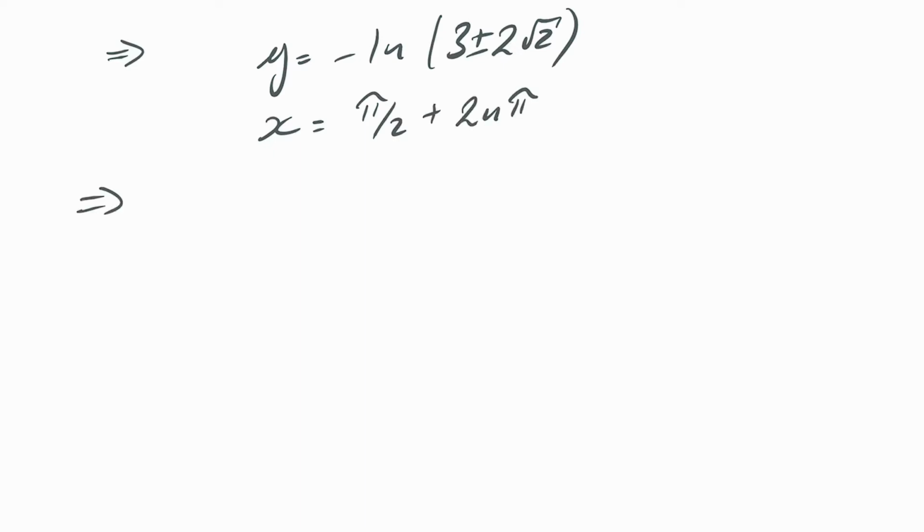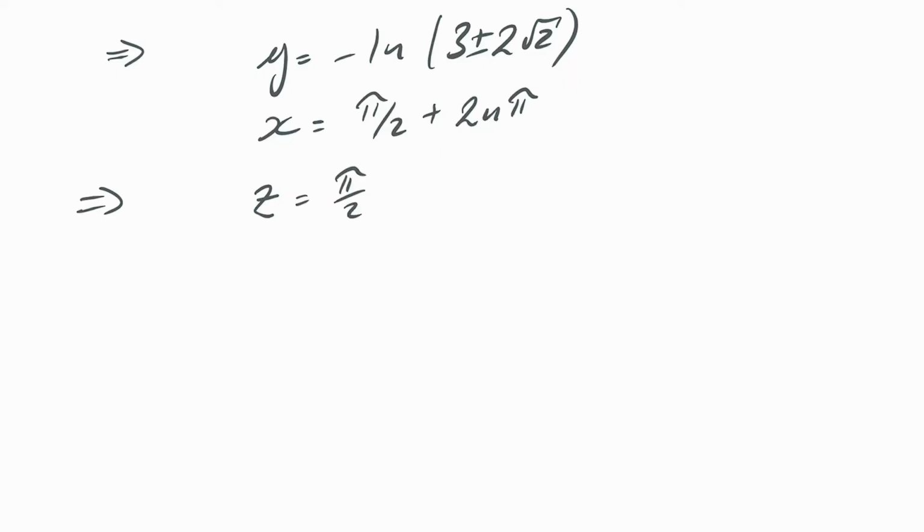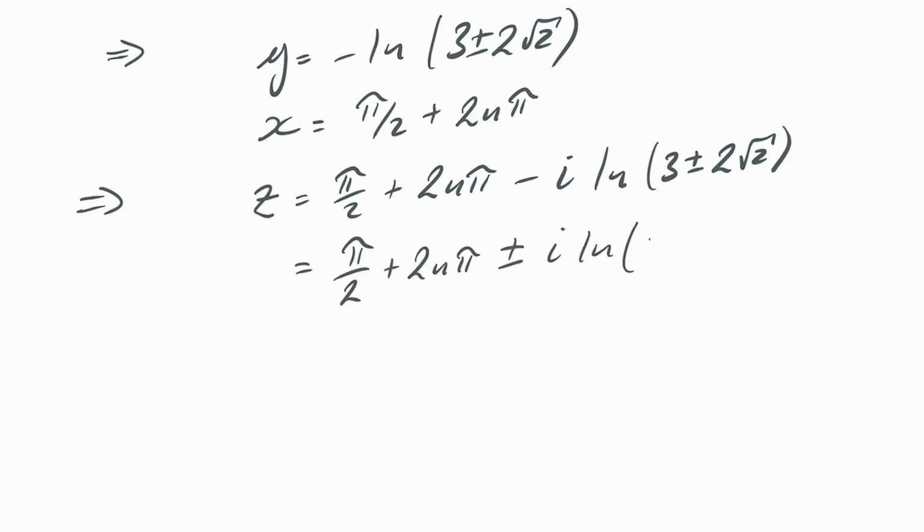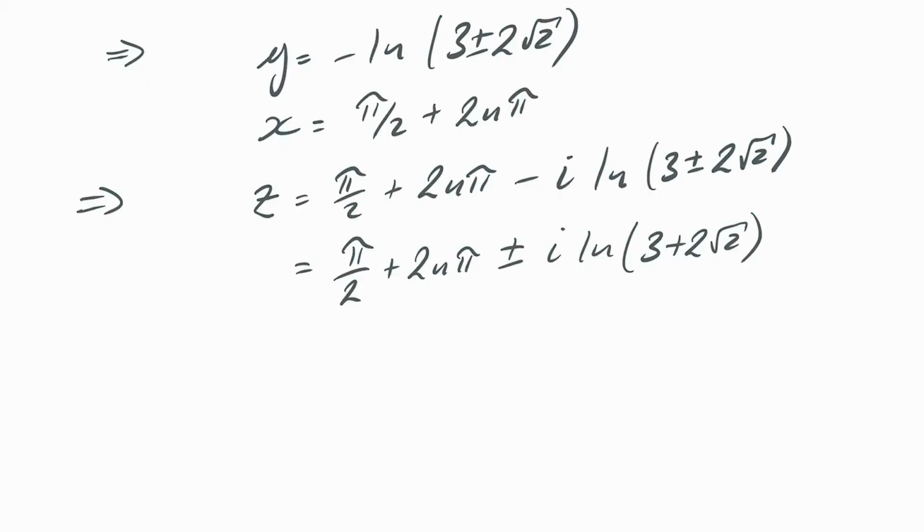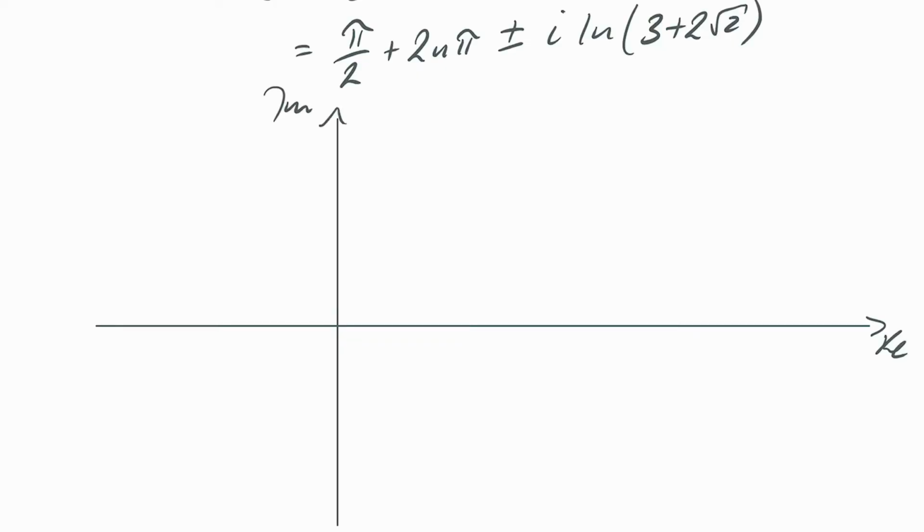And therefore, the solutions which satisfy sin z equals 3 are z equals π/2 plus 2nπ for the real part, minus the logarithm of 3 plus or minus 2√2. And in fact I can write this as π/2 plus 2nπ plus or minus i times log(3 plus 2√2). That's not a particularly trivial step, so you have to fiddle about with the number inside the log to show this. So now we've got this, we can then plot the solutions.